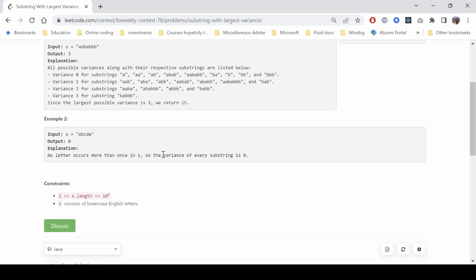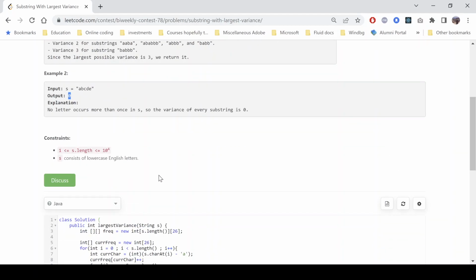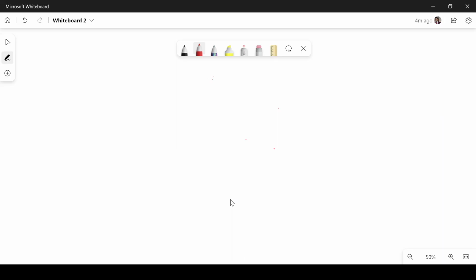Now as soon as you start choosing a substring of length greater than 1 in this case, every character is occurring only once. So that means it will always be 1 minus 1. So it will give 0. So that's why the answer is 0. Let's look into the constraints. Constraint says that the length of the string can go up to 10 raised to the 4, and it only contains English characters. So let's try to understand with the help of a diagram how we can approach this problem.